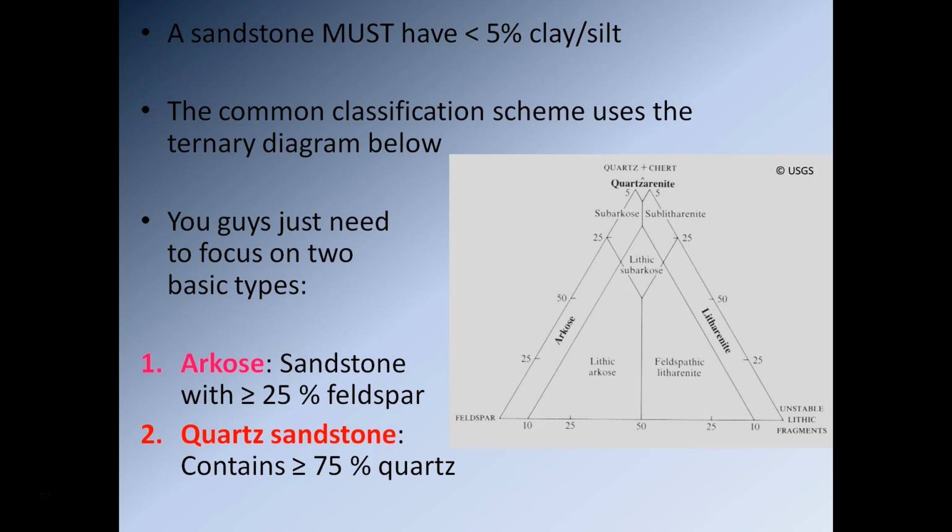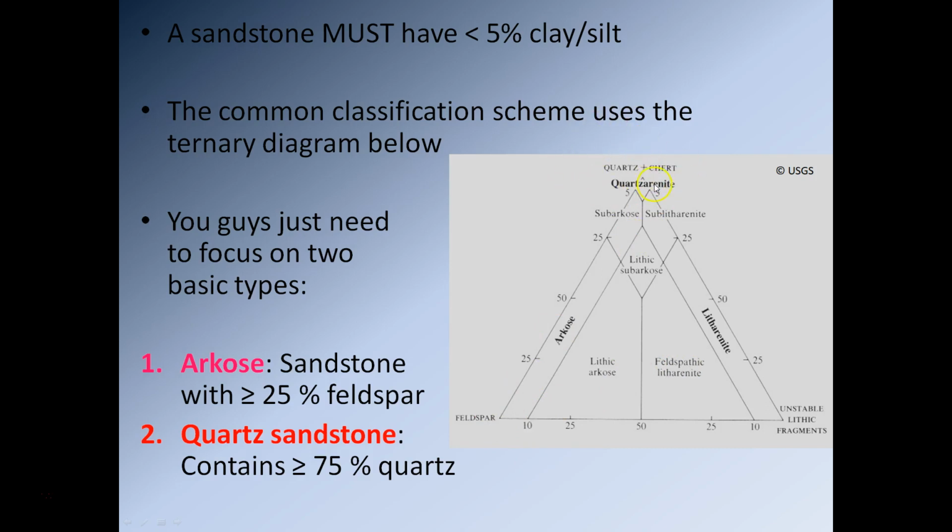So a key point is that a sandstone must contain less than 5% clay and/or silt size clasts. If it contains greater than 5%, then we're going to classify it as a Greywacke. So a sandstone has to consist of a minimum of 95% sand size clasts. So the common classification scheme is this one here, and you can see that the rocks are broken up.